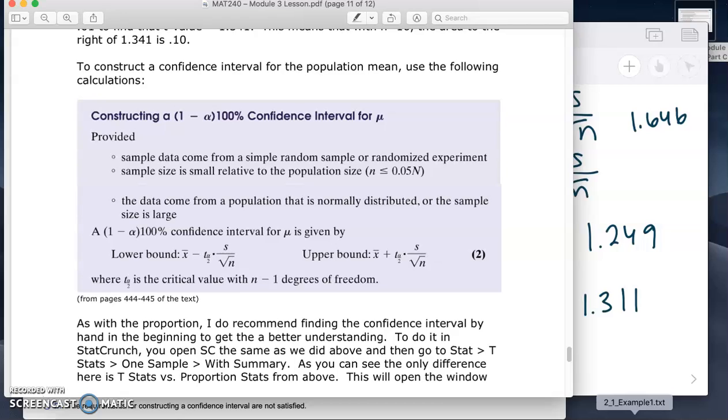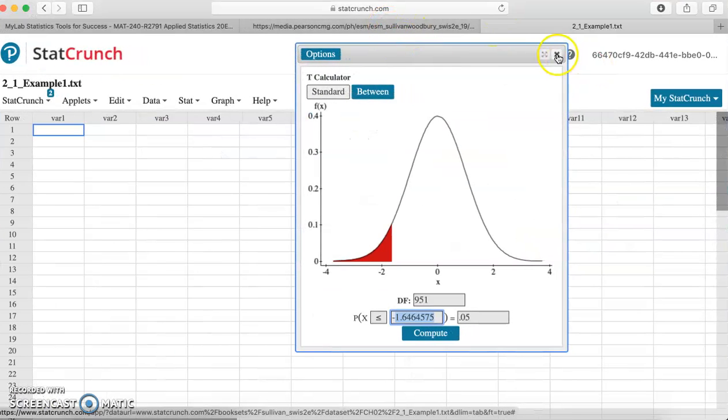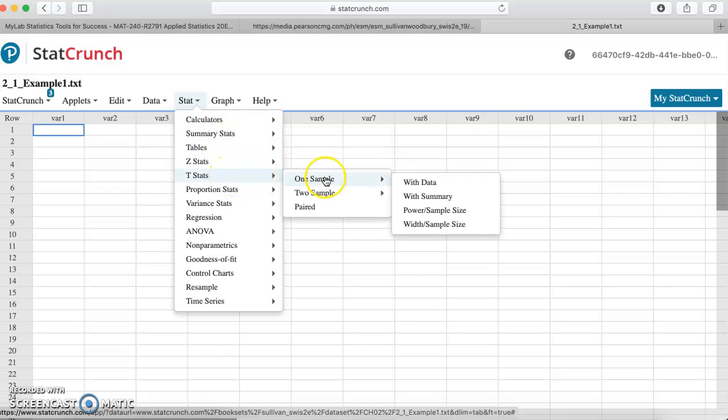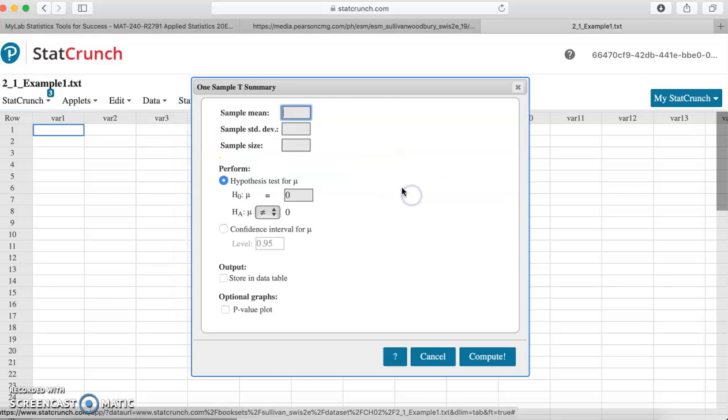Because look, we could have done that. Let me see if I can pull it back up. Because you can also just do this. You go to Stat, T-Stats, one sample with summary, and you just put in your numbers. So we have 1.28, the sample mean. The sample standard deviation is 0.58.